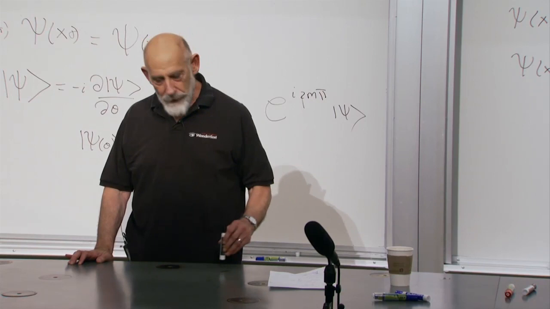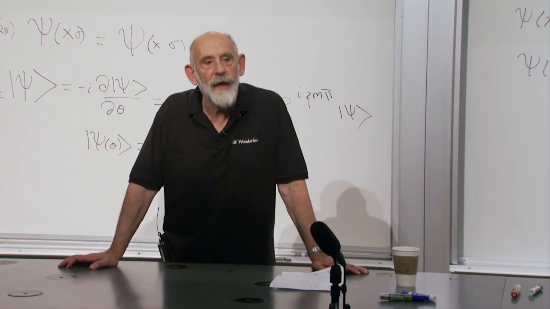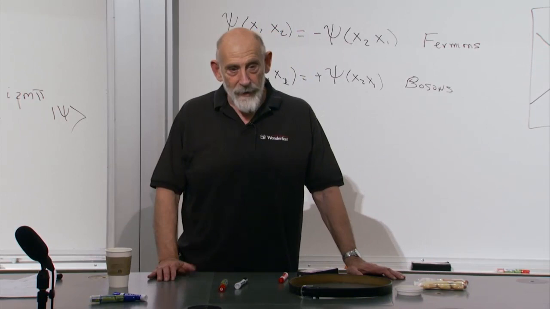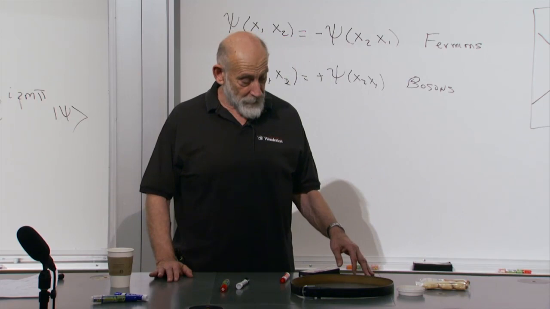Wouldn't it be interesting if there was some mathematical connection between rotation by 2 pi and exchange? And there is such a connection. Even theoretical physicists tend not to know this for some reason. I don't know why. Mathematicians were stunned by it when I showed them. They didn't know it. Most theoretical physicists don't know it.